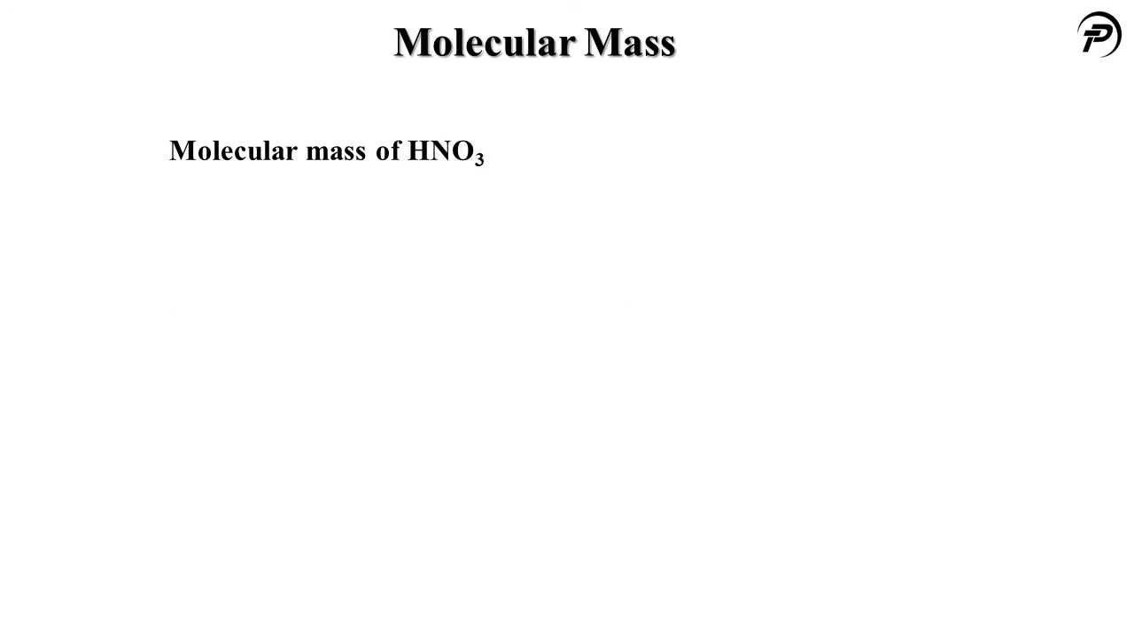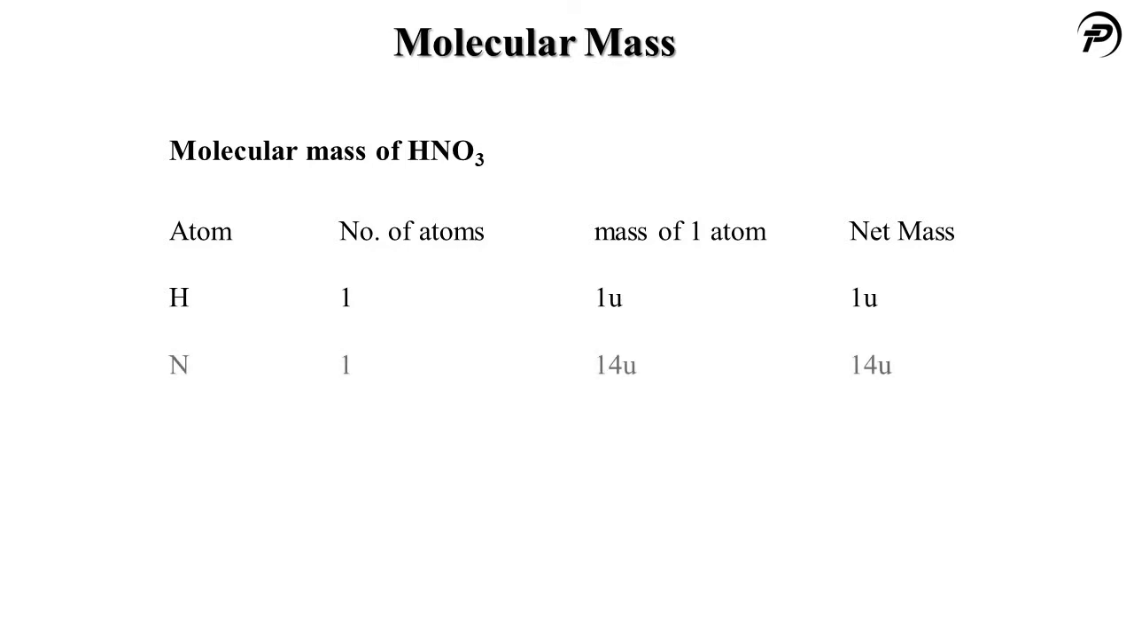To calculate the molecular mass of HNO3, we simply write the masses of all the constituent atoms in the molecule. The mass of hydrogen is equal to 1, the mass of nitrogen is equal to 14, and the mass of oxygen is equal to 16 into 3 atoms of oxygen, which is equal to 48. Hence, the net mass of the HNO3 molecule will be 1 plus 14 plus 48, which is equal to 63 u. So this is how we calculate the molecular mass.